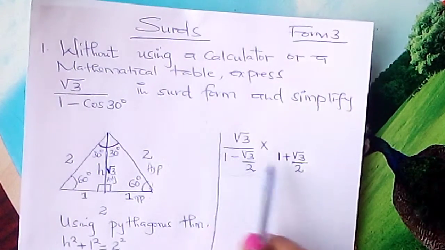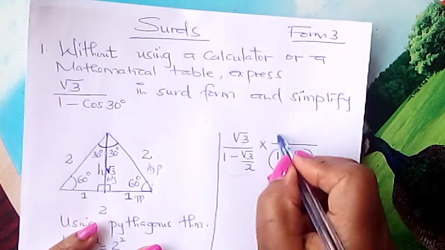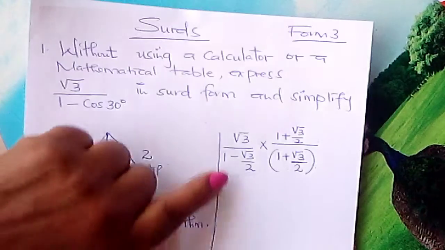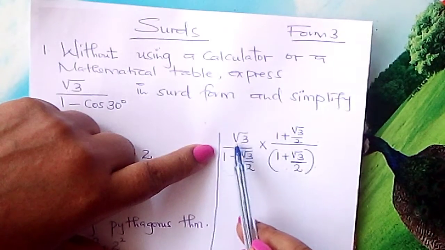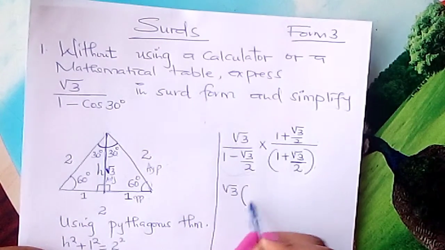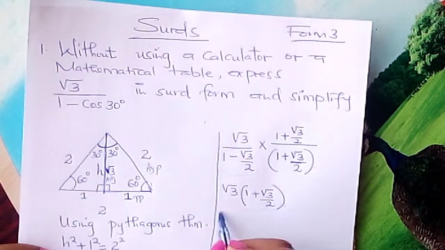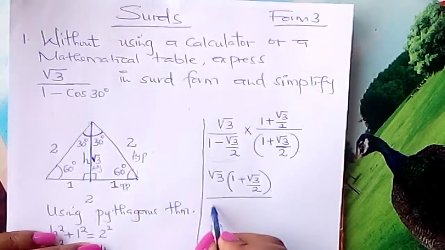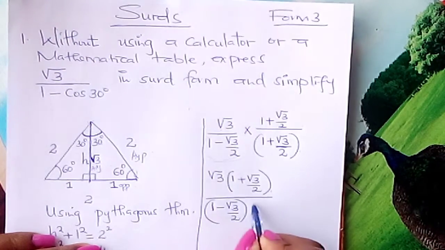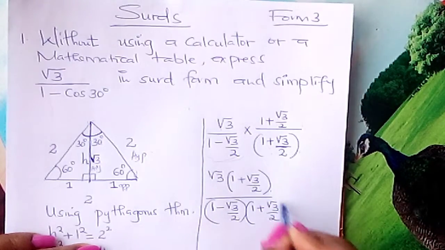So if it was positive, I would have written negative here. So here we have the conjugate. You multiply with it down here and also up there, like that. So from there we now simplify. This is root 3 times this. We may write it here: root 3 multiplied by 1 plus root 3 over 2, divided by what, learner? Let me write it here again: 1 minus root 3 over 2 multiplied by this conjugate here, like that.